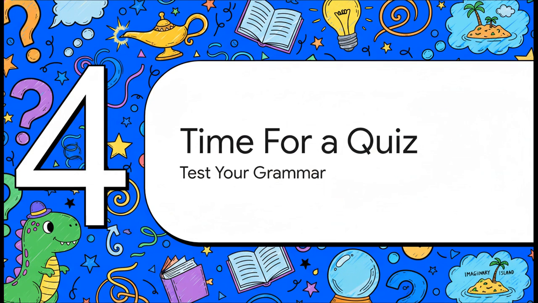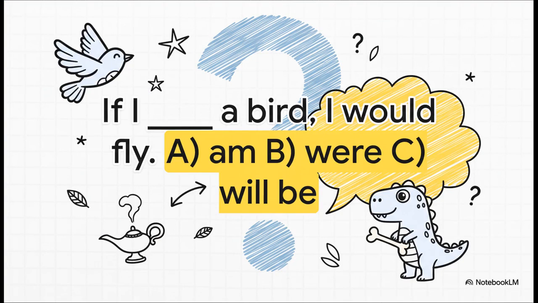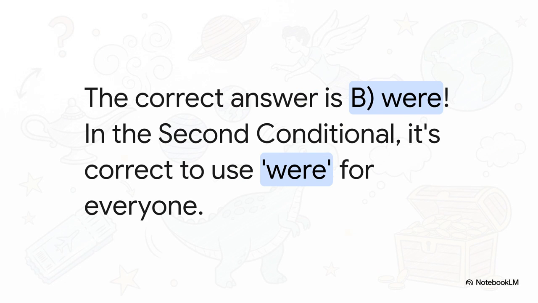You know what? You're doing great with this. I think you've totally got it. So, let's do a super quick quiz just to make sure it's locked in. Okay, take a look at this sentence on the screen. Which word correctly fills in that blank? Is it A, B, or C? Take a second to think about it. And the answer is B, were.